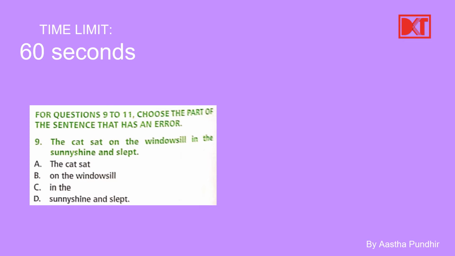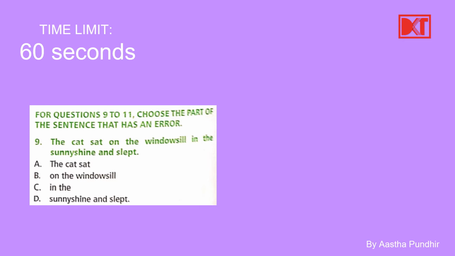Alright, so now we have the next category of questions where, for questions 9 to 11, we have to choose the part of the sentence that has an error. हमें बस आइडेंटिफाई करना है कि कौन से पार्ट में एरर है. ठीक है, लेट्स सी.